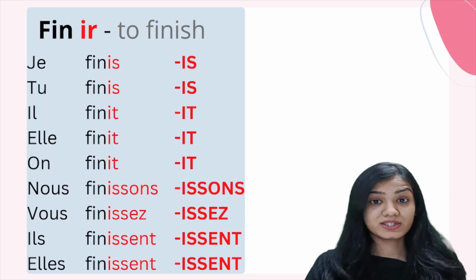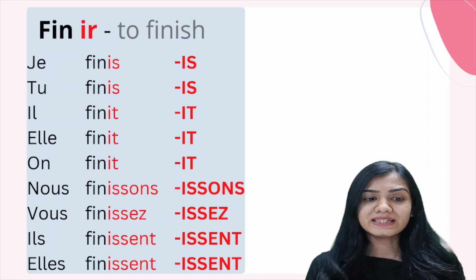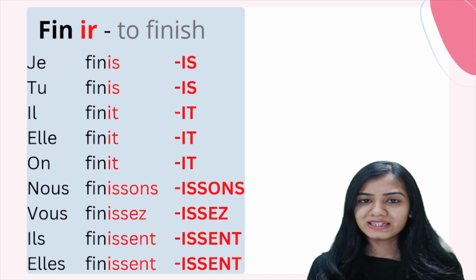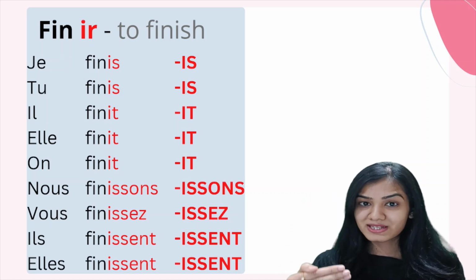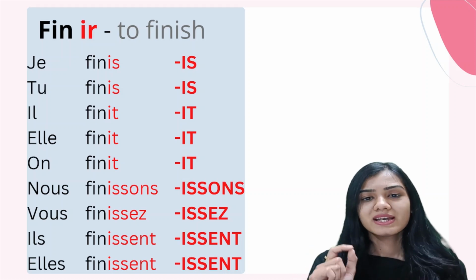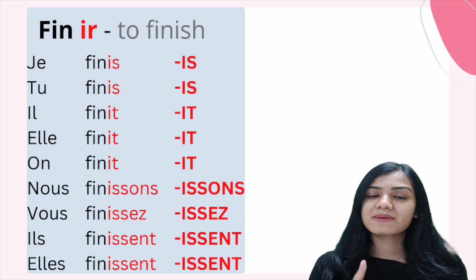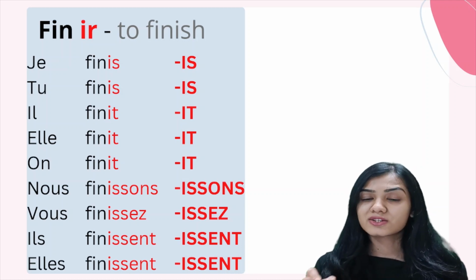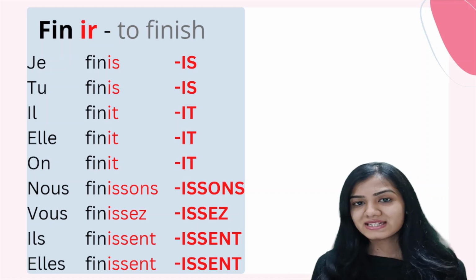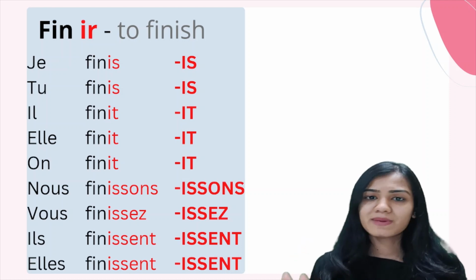So once again, what's the pronunciation? Je finis, tu finis, il finit, elle finit, on finit. If you notice, the pronunciation is the same from je to on. Even though in the ending we have IS and IT, the pronunciation is the same: fini. Nous finissons, vous finissez, ils finissent, and elles finissent. The ENT towards the end is going to remain silent.